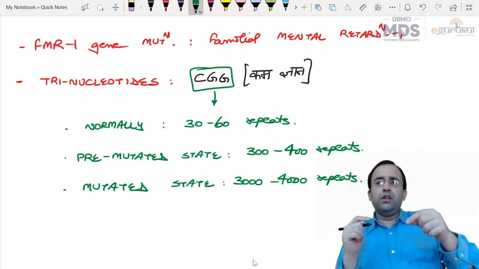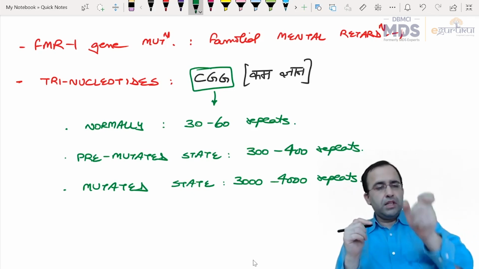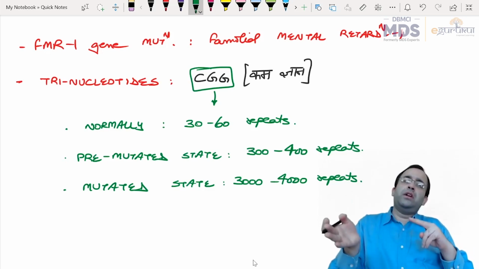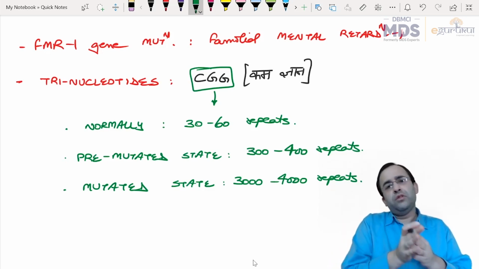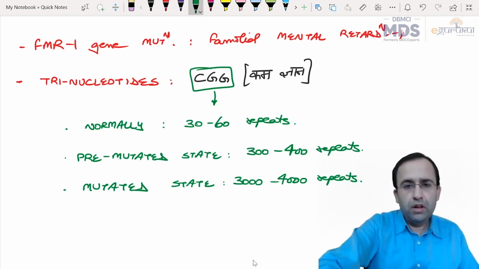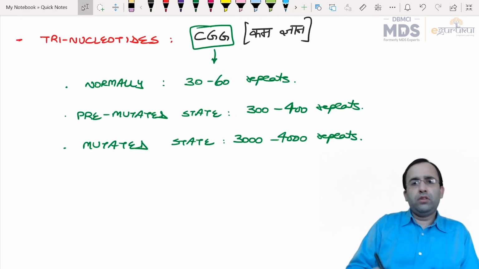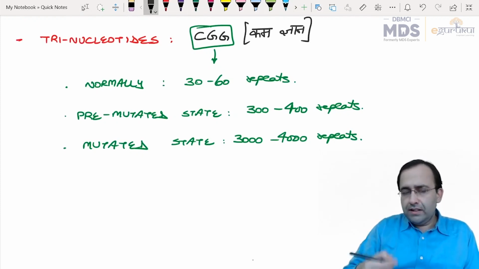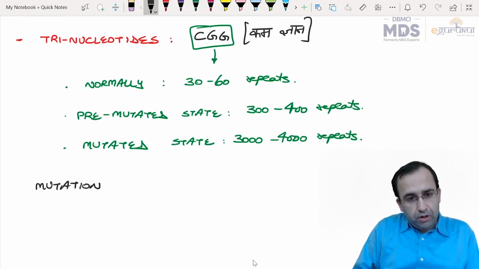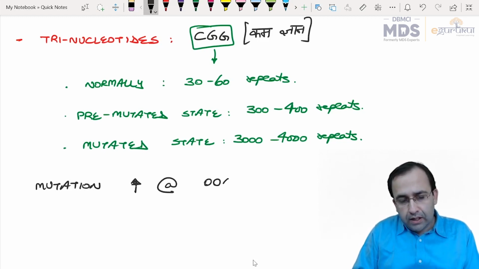So the mutation is increasing in multiples of 10. Normally 30 to 60 times CGG, in the premutated state 300 to 400 times, and in the mutated state 3000 to 4000 times. This is not important. What is very important is this mutation. When does the mutation increase? Put a double star: the mutation increases at oogenesis.